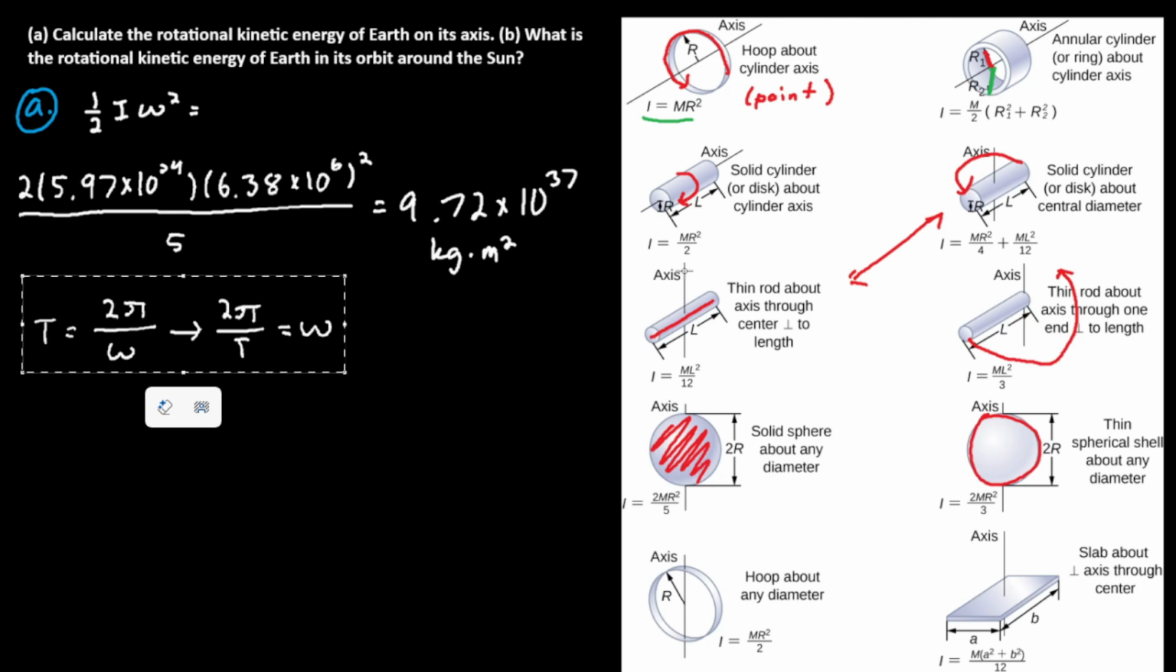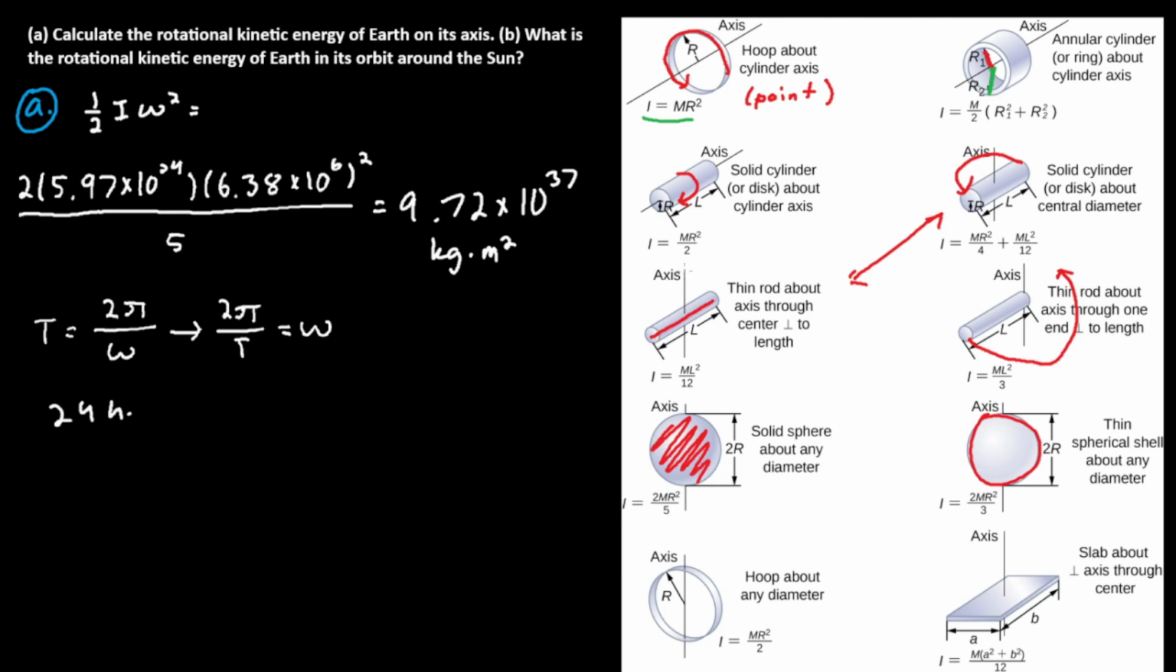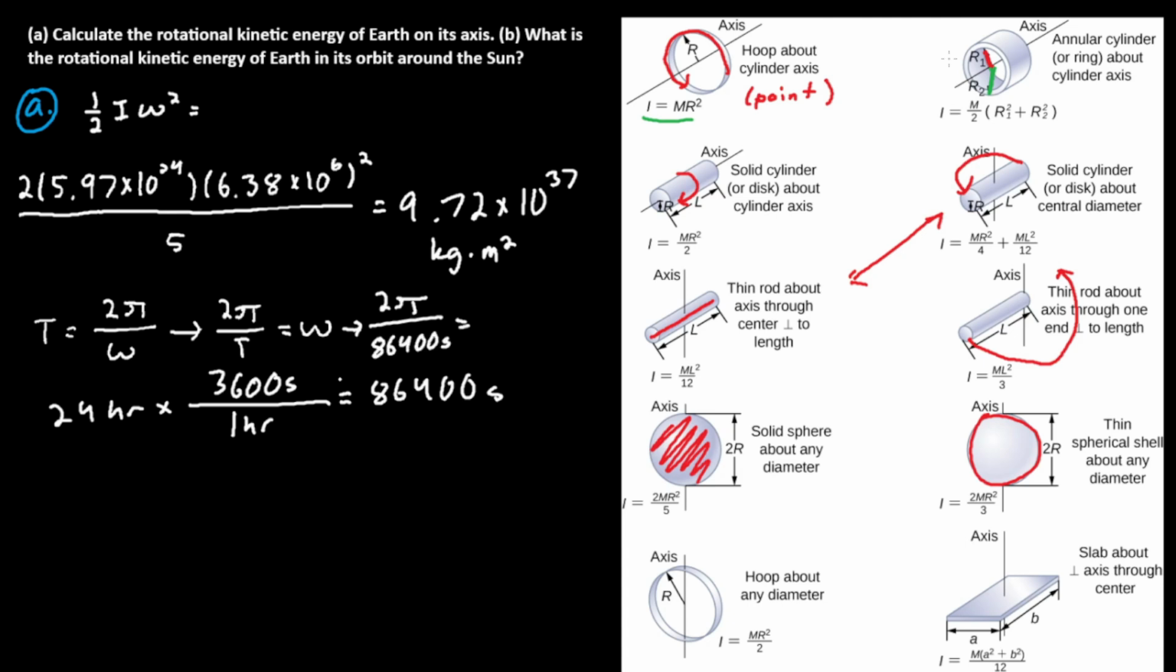So what is the period of Earth? Well, we need to change this to seconds. So first thing we need to do, we need to do some unit conversion for hours to seconds. So unit conversion for hours to seconds looks like so. And now that we have the period for Earth's rotation, we can just rewrite this formula. So 2 pi over 86,400 seconds should be equal to our angular velocity. And this right here is your angular velocity of Earth.